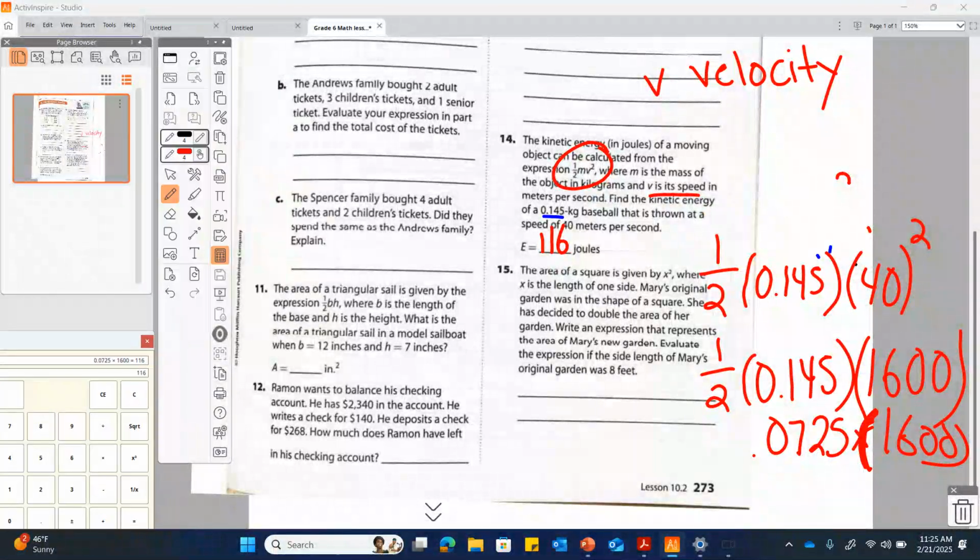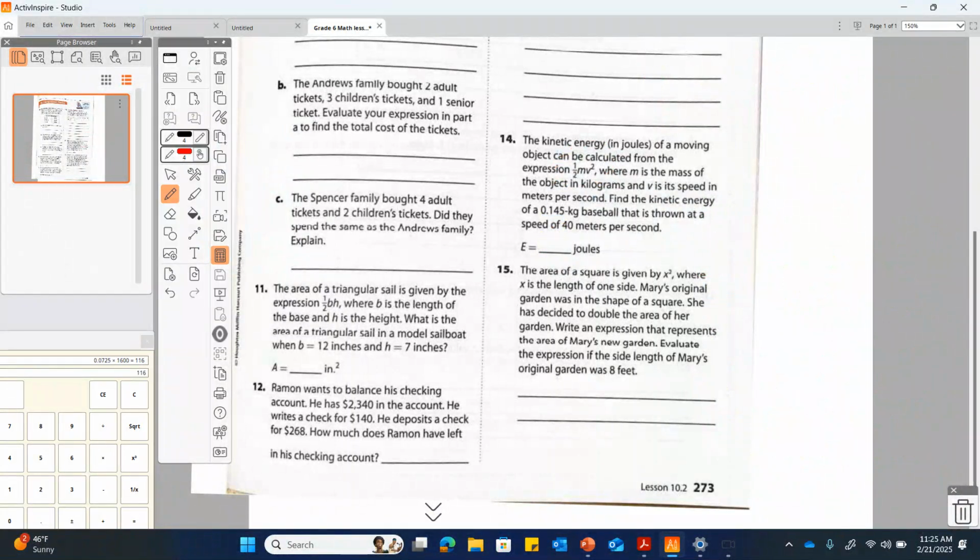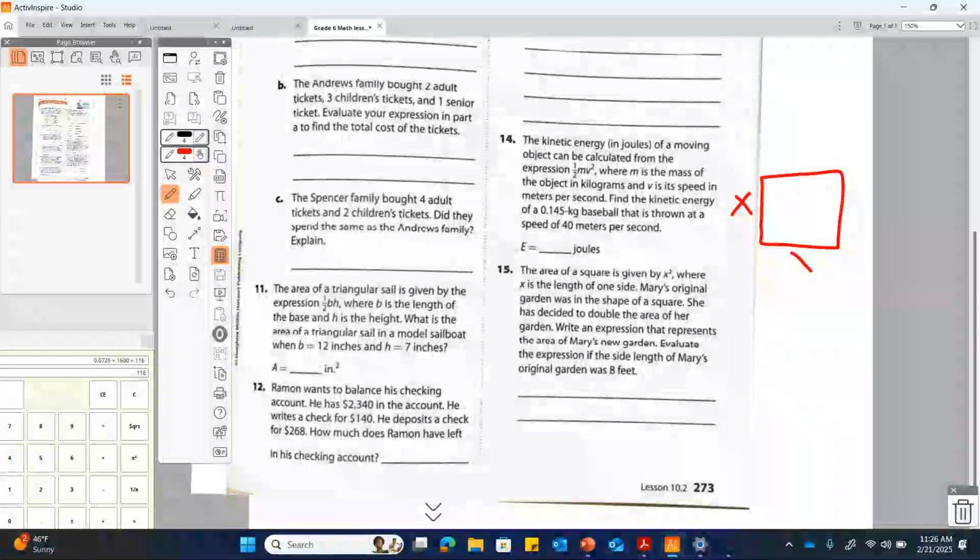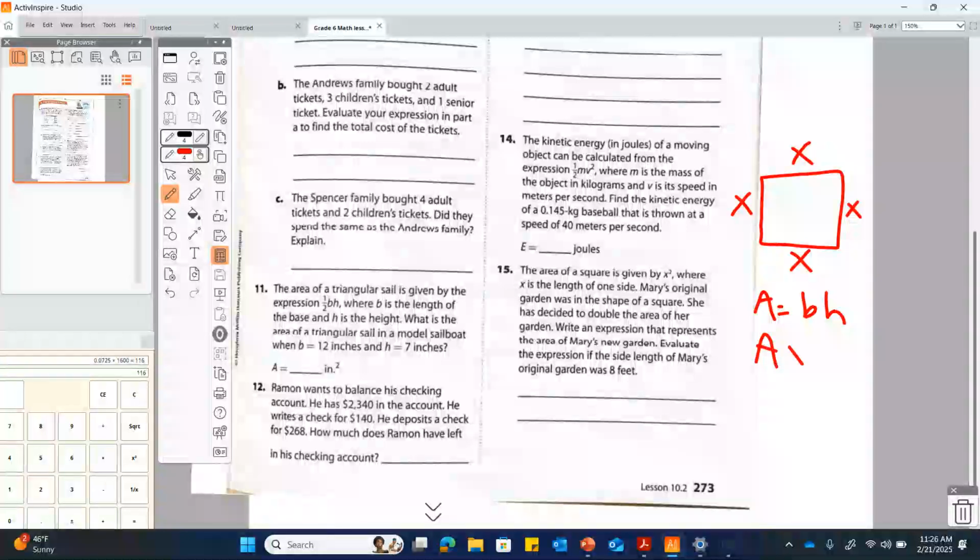The area of a square is given by x squared, where x is the length of one side. Because in a square, right, all of these would be the same length. But area is base times height. And in this case, that's x times x, which is x squared. That's how we get that. Okay? But they told you with this.